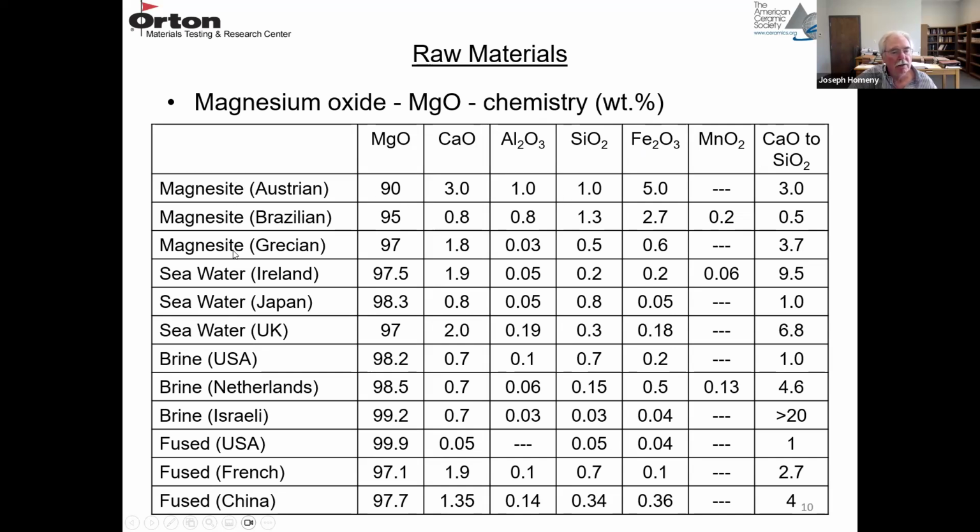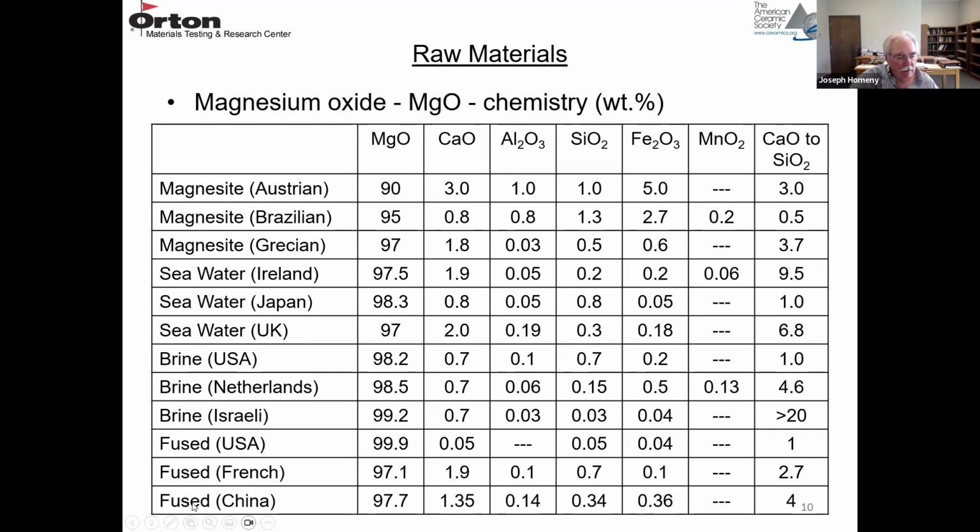So the first three are magnesites, and where they're from, Austria, Brazil, and Greece. These are the magnesium carbonates. Then there's 3 seawater MgOs, one from Ireland, Japan, and United Kingdom. They're obviously made from seawater. And then there's 3 from brine wells, USA, Netherlands, and Israel. And then there's 3 fused MgOs, and these are melted and cast, allowed to cool. During cooling, the crystals grow in size.